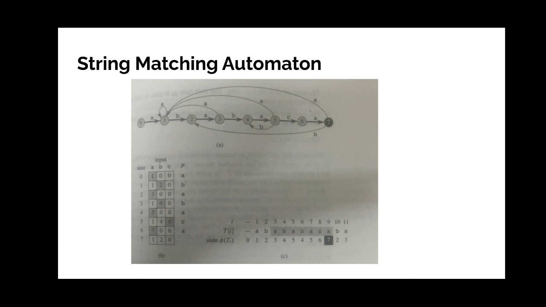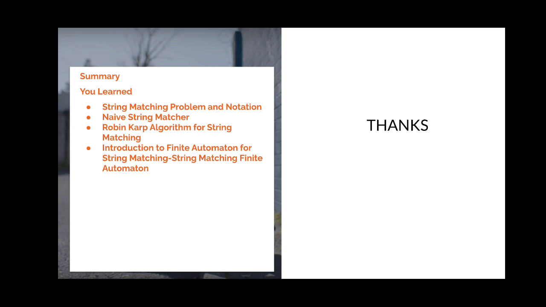That is how we build a string matching automaton. For any given pattern, we can similarly build the string matching automaton and the transition table. What you have learned in this slide is the introduction to finite automaton for string matching. In the previous video, we also discussed the string matching problem and notations, the naive string matcher, and the Rabin-Karp algorithm for string matching.